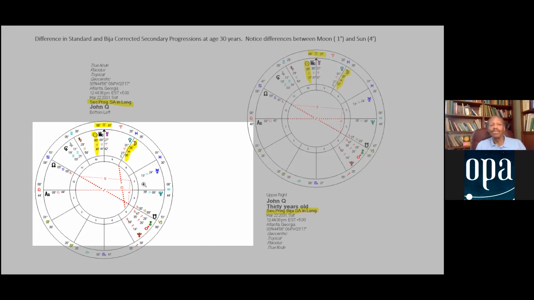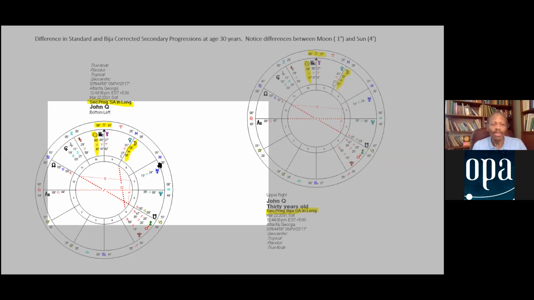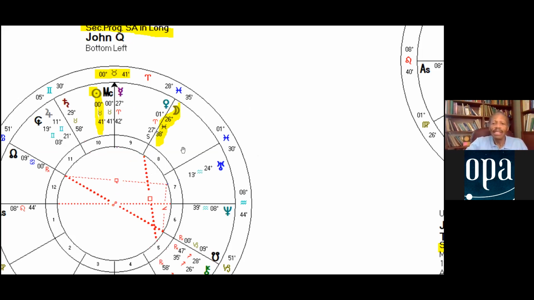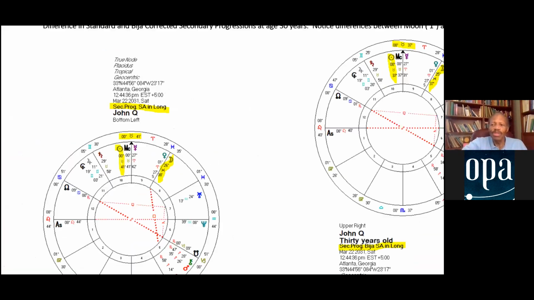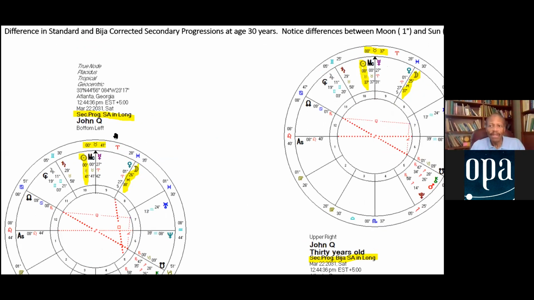So, the difference between the standard and the Bija corrected secondary progressions at age 30, we notice that the progress moon is off by 1 degree. Let me just blow this up a little bit. So the progress moon is off by 1 degree. Here in the standard method, it is 26 degrees Pisces 38 minutes. And in the Bija corrected method, it's 25 Pisces 37 minutes. So it's about 1 degree.